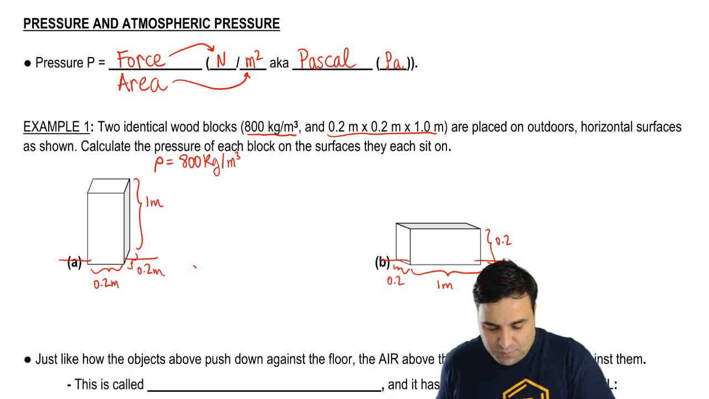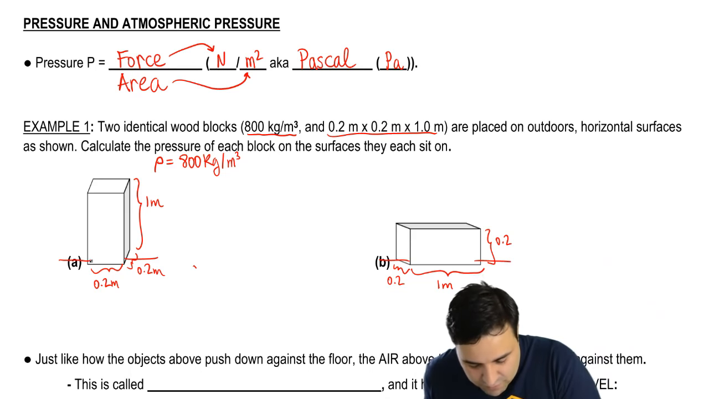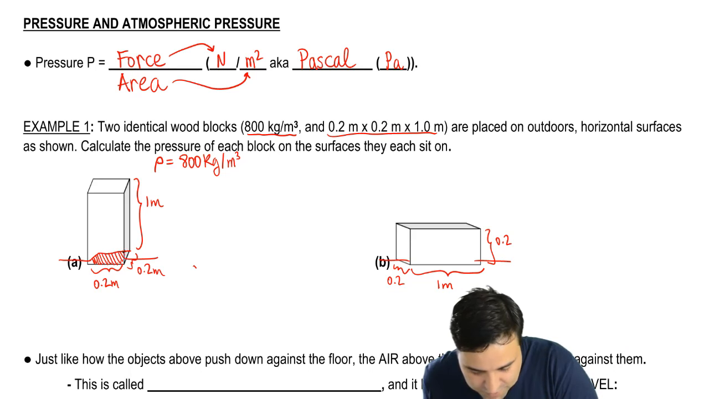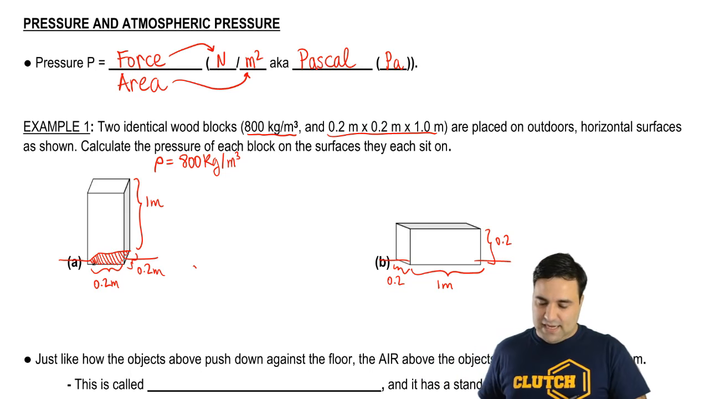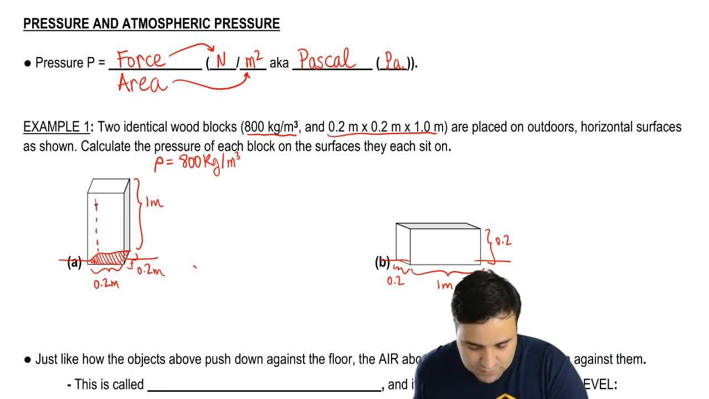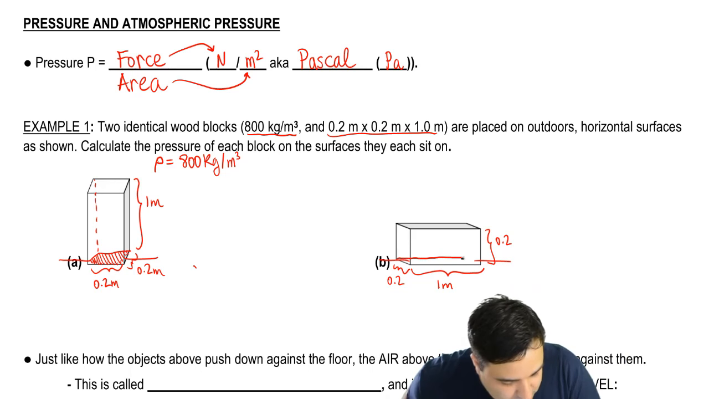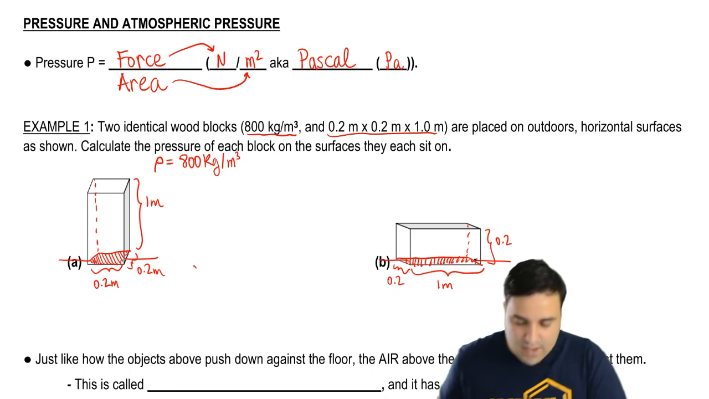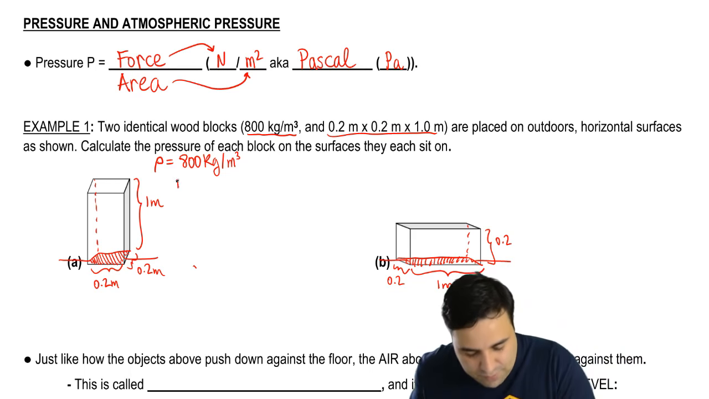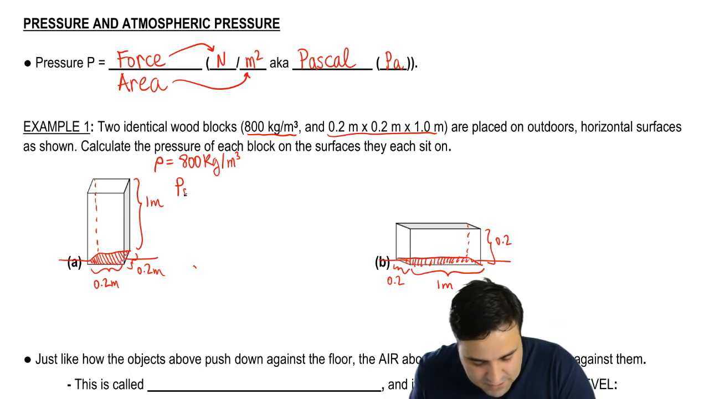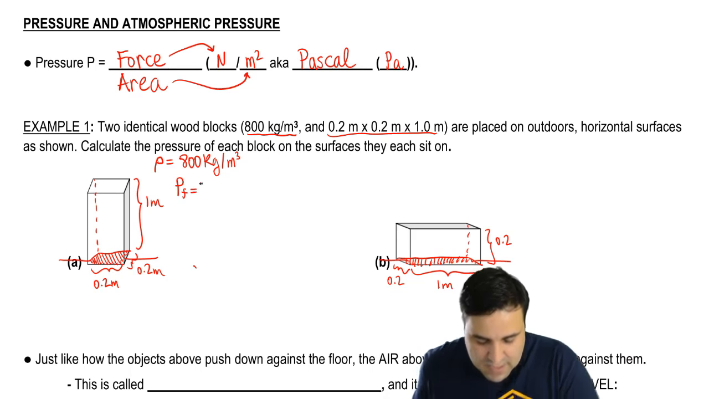So I want to know how much pressure this block over here applies on the surface right underneath it. So you might imagine that it looks kind of like that, right? If you draw sort of the 3D version here. And you might imagine that the bottom of this guy is also pushing against the surface, against the floor. And I want to know the pressure. So we're calculating pressure against the floor, let's call that PF. How do we find pressure?